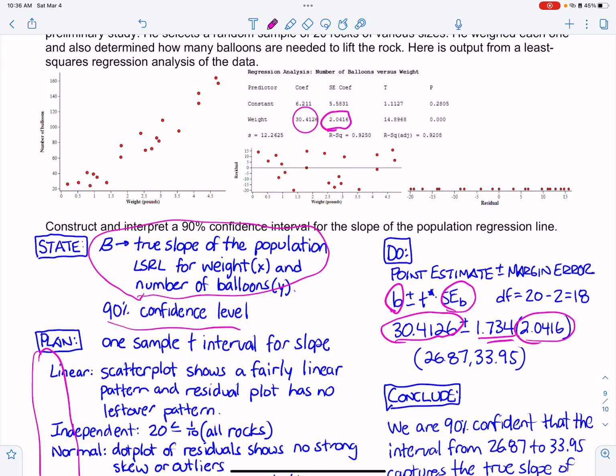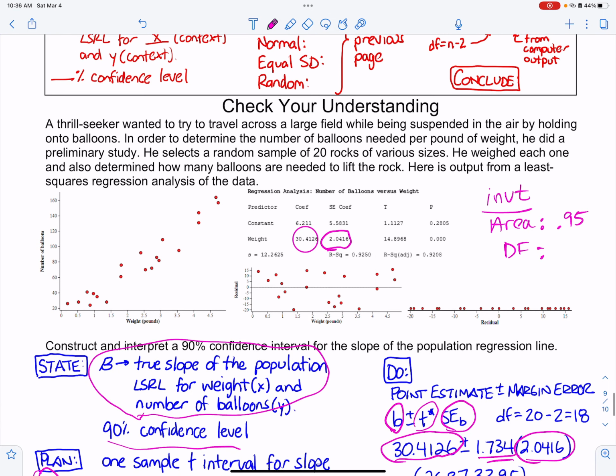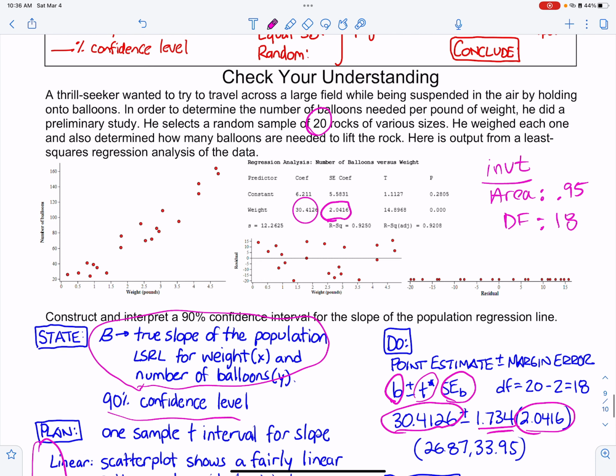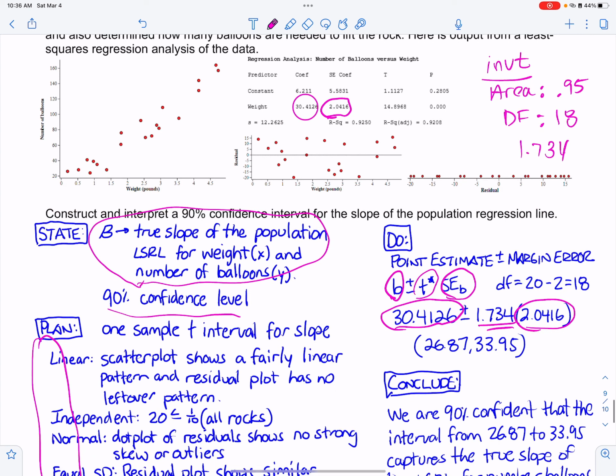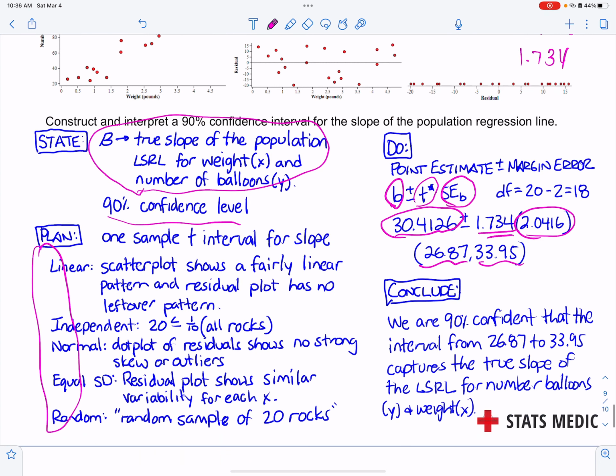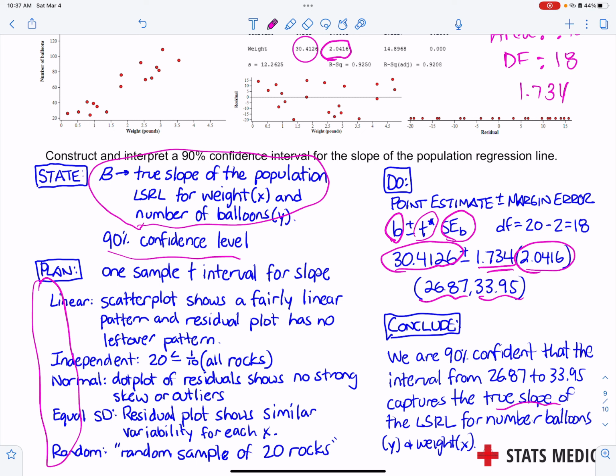Where that 1.734 comes from is t star, and for the t star, you're going to go to your calculator, inverse t. The area, remember, is the confidence interval plus the tail. The confidence interval is 90% and the tail is 5%, so you're going to put 95. And then the degrees of freedom: let's see how many we have. It should tell you, there you go, 20. And it's a linear regression, so it's 20 minus 2, which is 18. And that will get you 1.734. So notice I get my confidence interval here, and I conclude that my interval captures the true slope of the LSRL for number of balloons as X and Y, which is weight.